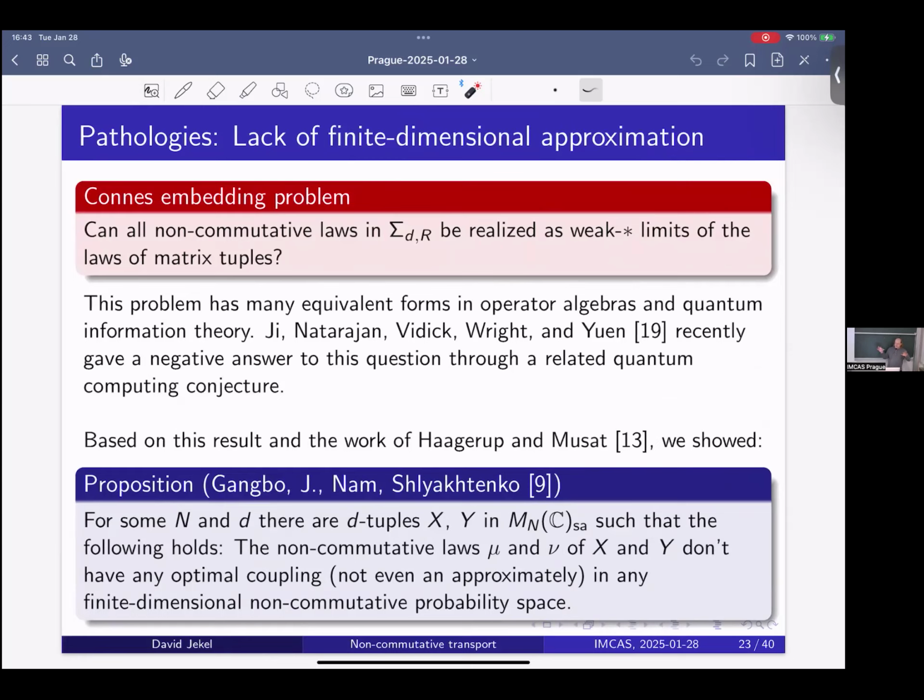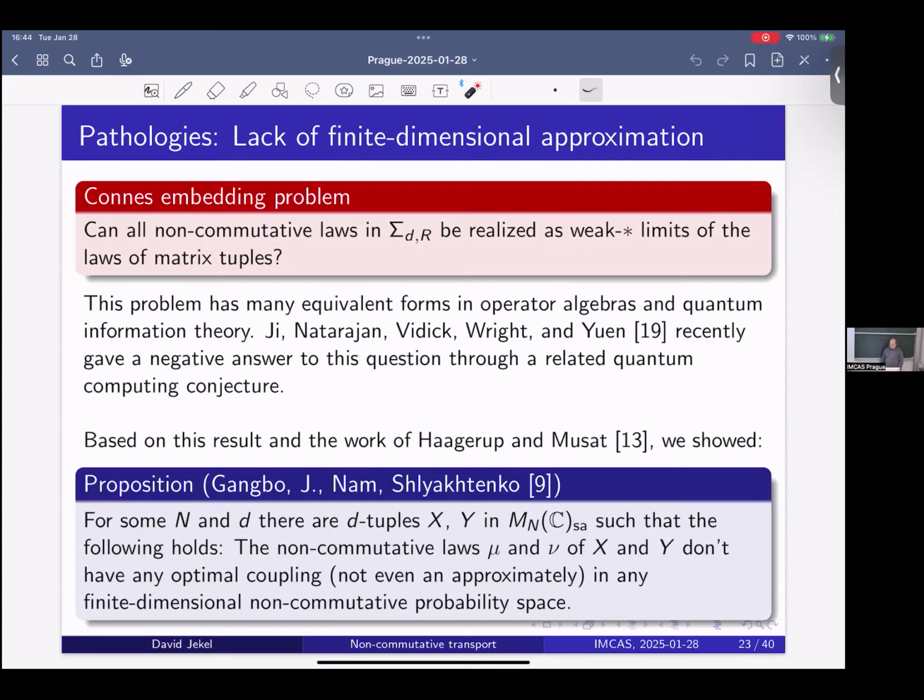Right, so overall, it's not separable. Right? And another thing that fails is that you don't have finite dimensional approximation. Assuming that this result of the negative solution to the Connes embedding problem is valid, then another way to formulate the Connes embedding problem is whether all non-commutative laws of tuples in tracial von Neumann algebras could be weak star approximated by the ones that come from matrices. And assuming this paper is valid, then the answer is no, they cannot. There's some von Neumann algebras with a trace and some elements in there, and you cannot approximate their joint moments by matrices at all.